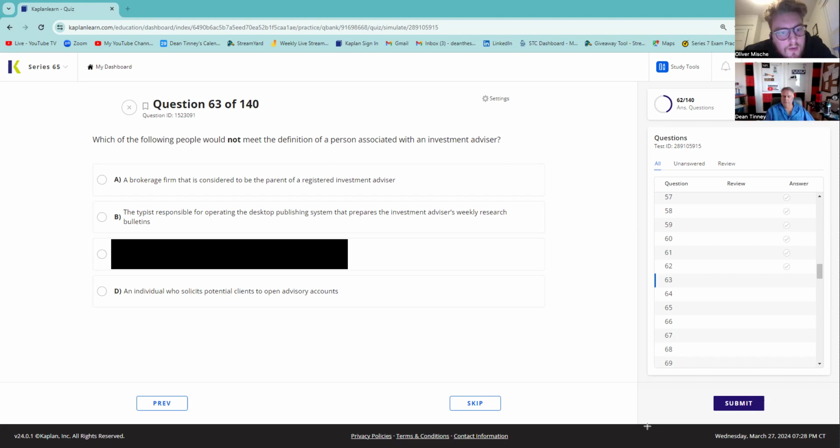A brokerage firm is considered to be the parent of a registered investment advisor. They're going to have to register as an investment advisory firm. So it'd be B. It's actually B, the typist. The key word there is typist. Yeah, because all she's doing is putting the information in the computer. She prepares the weekly research bulletins, publishing system. She's not a research analyst. She's not accepting or placing orders. Who knows, maybe he. I don't know. But yeah, fair.